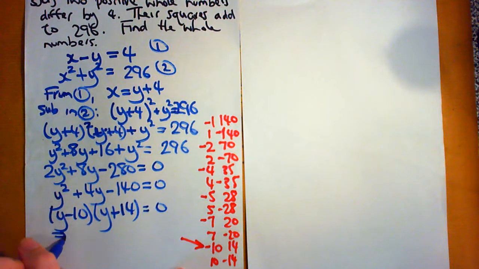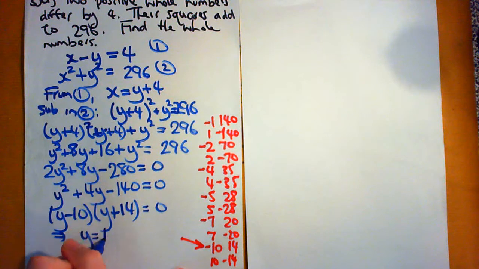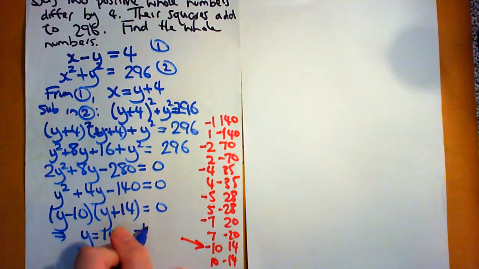So therefore, the solutions to this equation are y equals 10 or negative 14. So we're told they're positive whole numbers. Well, we are getting whole numbers, so that's a good sign. Positive whole numbers means that we can disregard negative 14. So y equals 10 is one of the numbers.